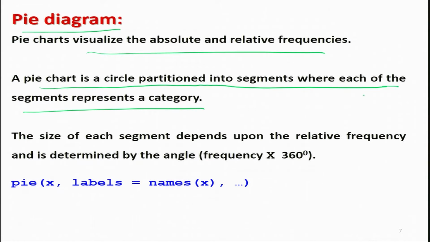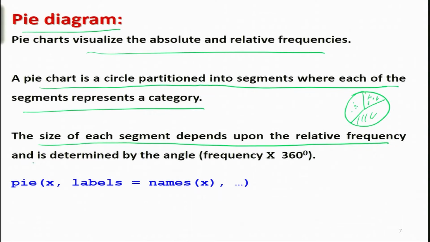Here in this case you have a circle like this, you create a segment, and each of these segments indicates a category. The size of each segment depends upon the relative frequency, and it is determined by the angle, that is, relative frequency times 360 degrees. So you have to be watchful when you are trying to interpret it.